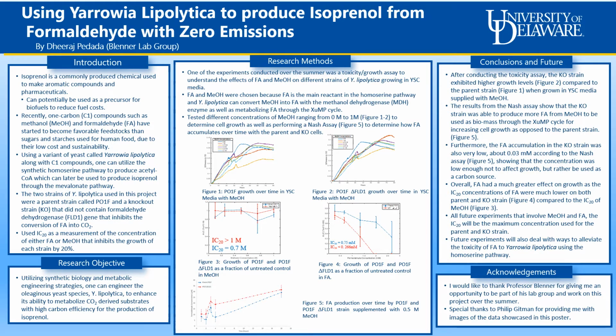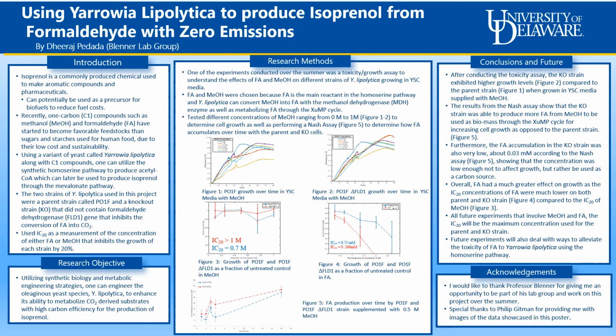time. So after conducting our experiments, we concluded that the knockout strain actually exhibited higher growth levels compared to the parent strain when grown in YC media with the methanol. We concluded this happened because the knockout strain was able to convert methanol into formaldehyde and use it as a carbon source and boost cell growth instead of inhibiting its growth.